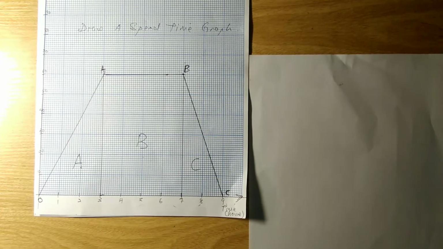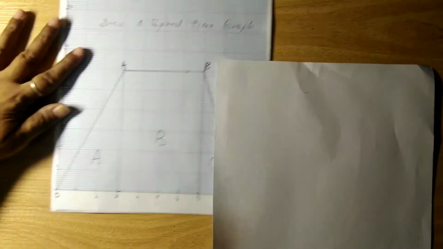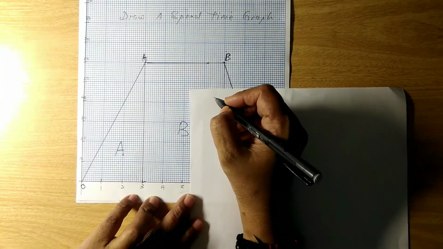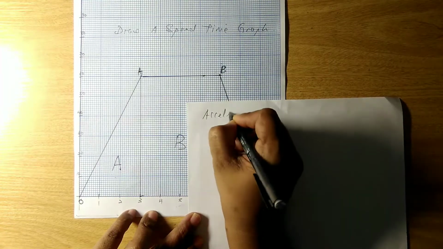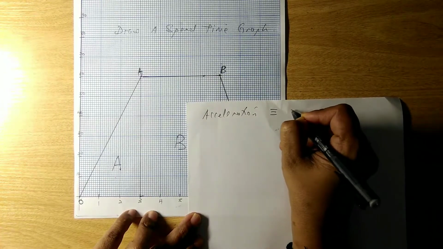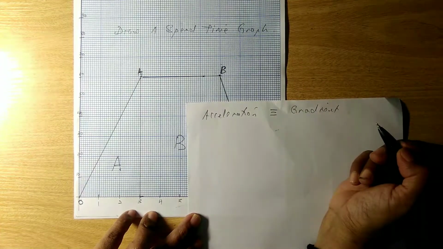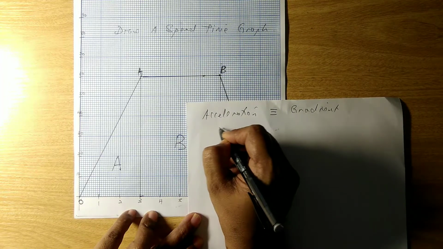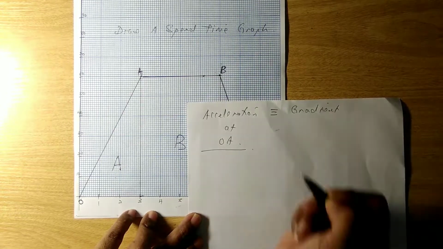Now how do I look for these two quantities? Let's say we use this graph OA. Currently what I'm looking for is my acceleration first. Acceleration here is actually denoted by the gradient of the line OA. So let's say I'm looking at the acceleration of the particle at OA.